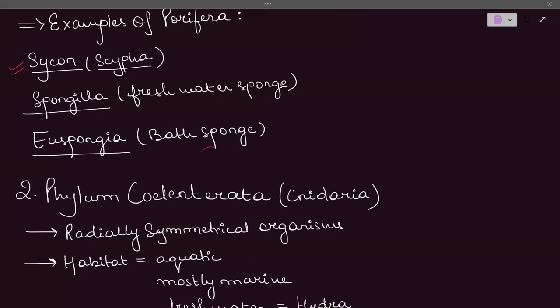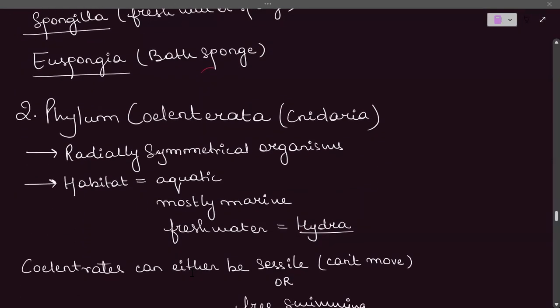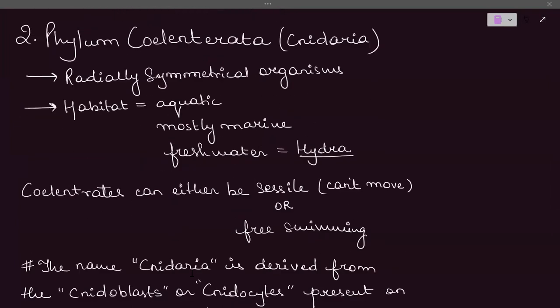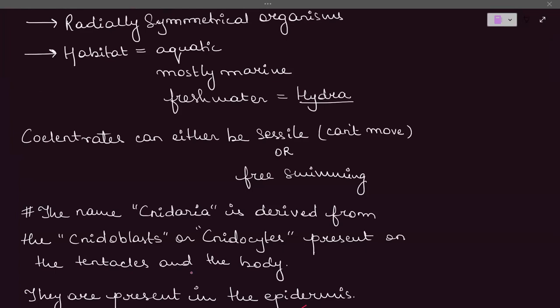Now in this case, the organisms are radially symmetrical. Their habitat is aquatic, mostly marine, but some freshwater forms are also there, such as Hydra. Now Coelenterates can either be sessile. Sessile means they are stagnant, they cannot move, or they can be free swimming, meaning they can freely swim in the water.